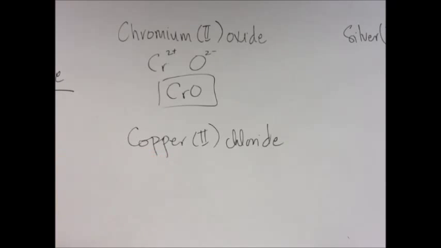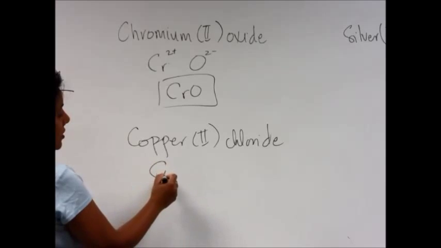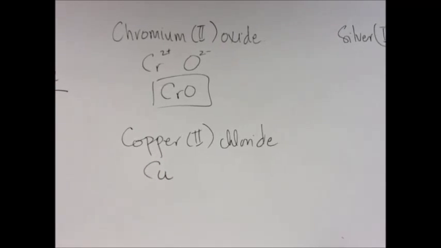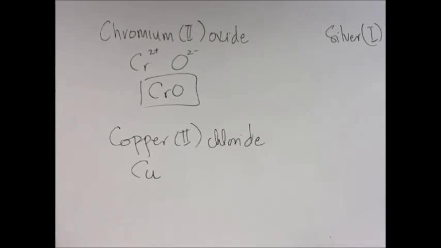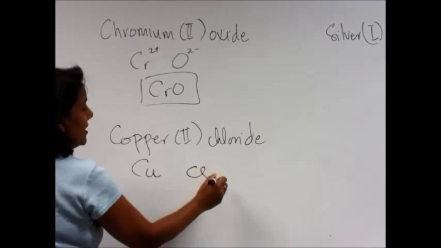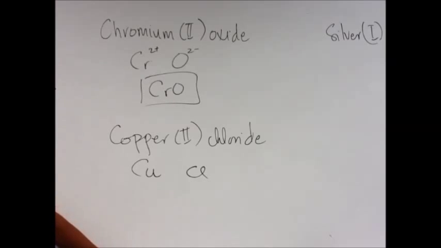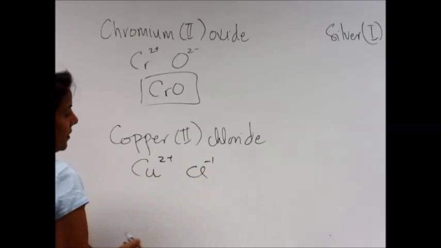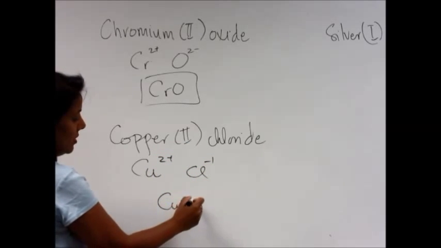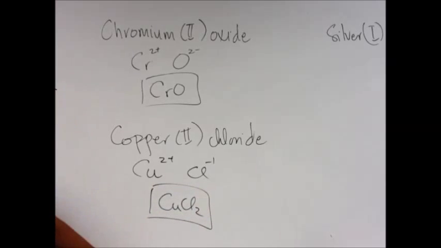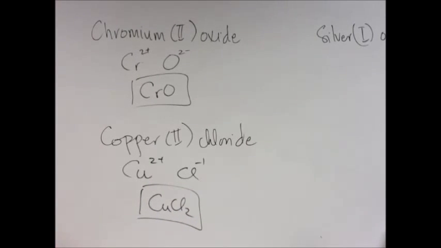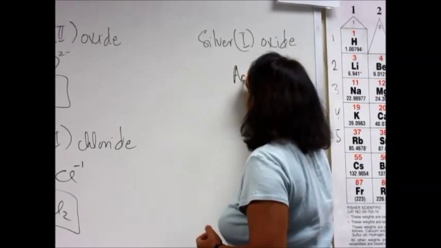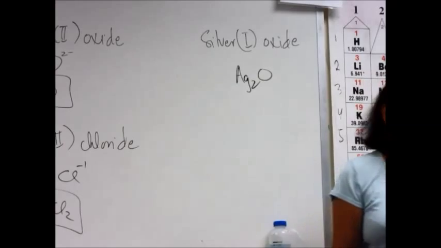Copper's symbol is Cu. Cobalt is Co. Copper is Cu, and then chlorine is Cl. That's your first step. And then the formula is... Is everybody okay with this? Yes? Okay, fantastic. And silver oxide, the formula is quickly... Okay, I'm happy. I don't know about you guys.